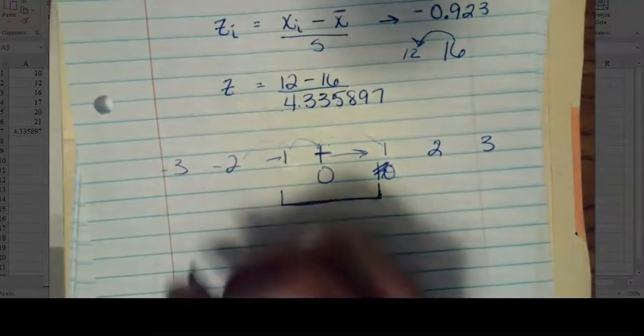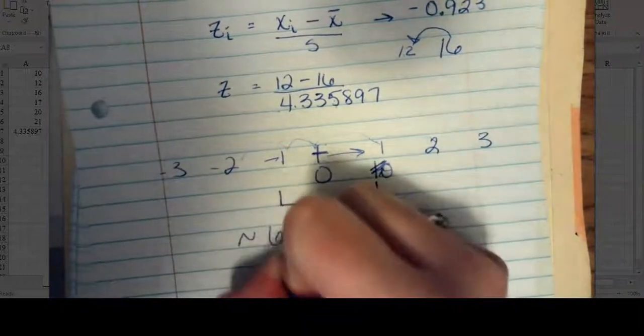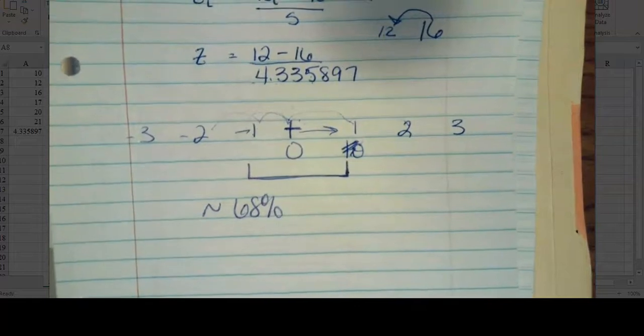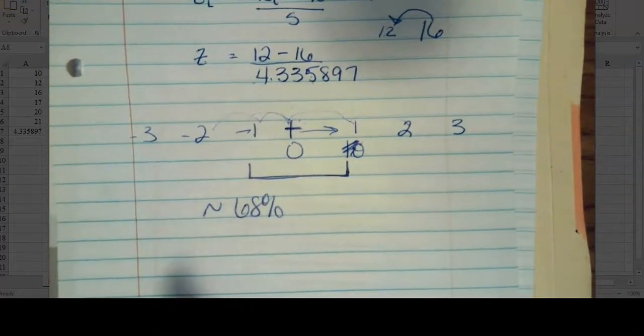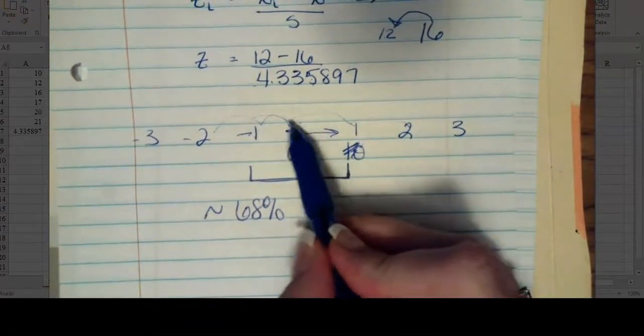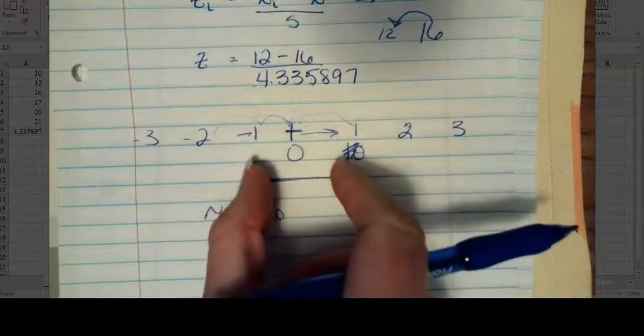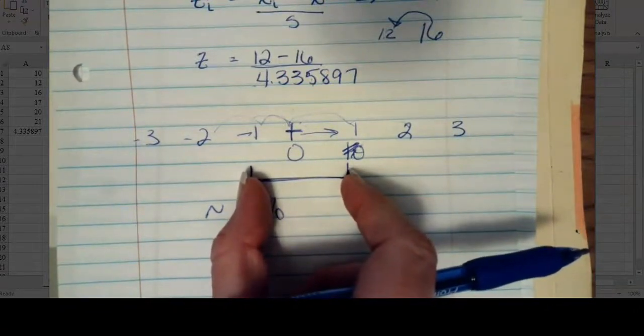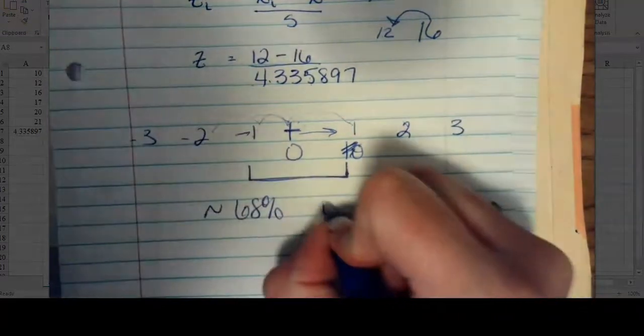The empirical rule says approximately 68% of your data will lie within 1 standard deviation of the mean. So again, think about that. That means 1 to the right and 1 to the left. So 68% of my data will be in this area here. That's 1 standard deviation.